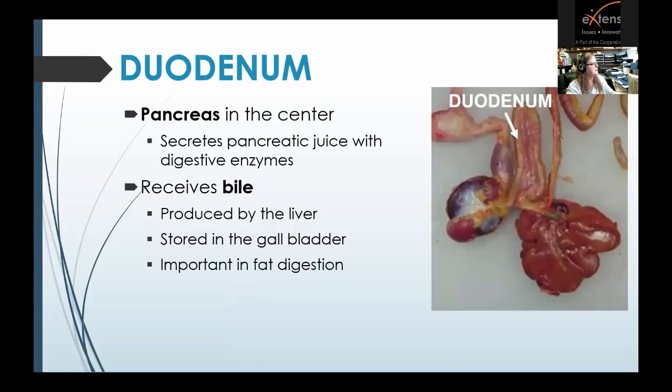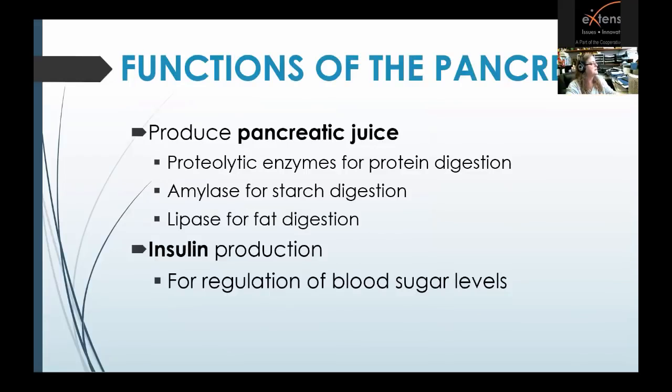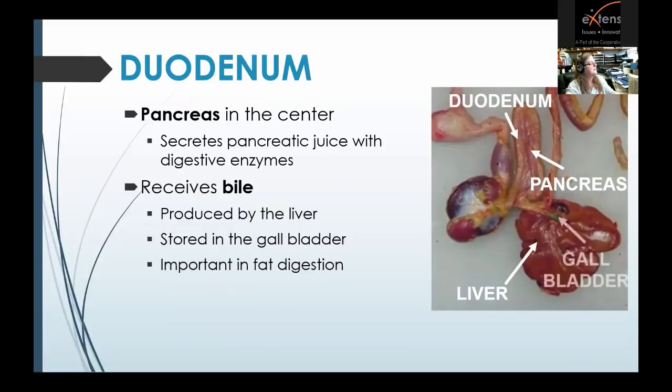So we've got the pancreas, which I said does the pancreatic juices with the digestive enzymes, and the bile. Chickens have a gallbladder. Not all birds have a gallbladder. It's very important in fat digestion. You can see the little green spot on the liver here. There's the liver. There's the gallbladder.